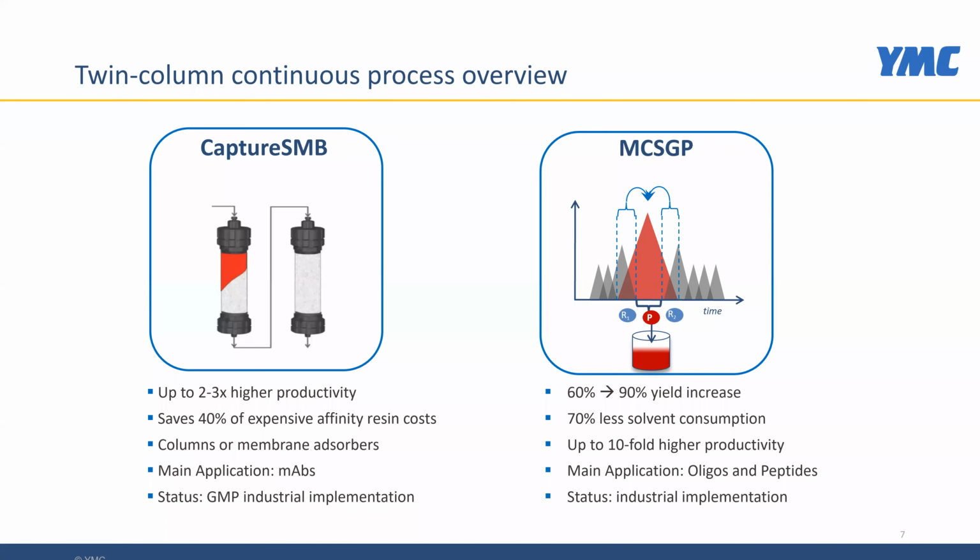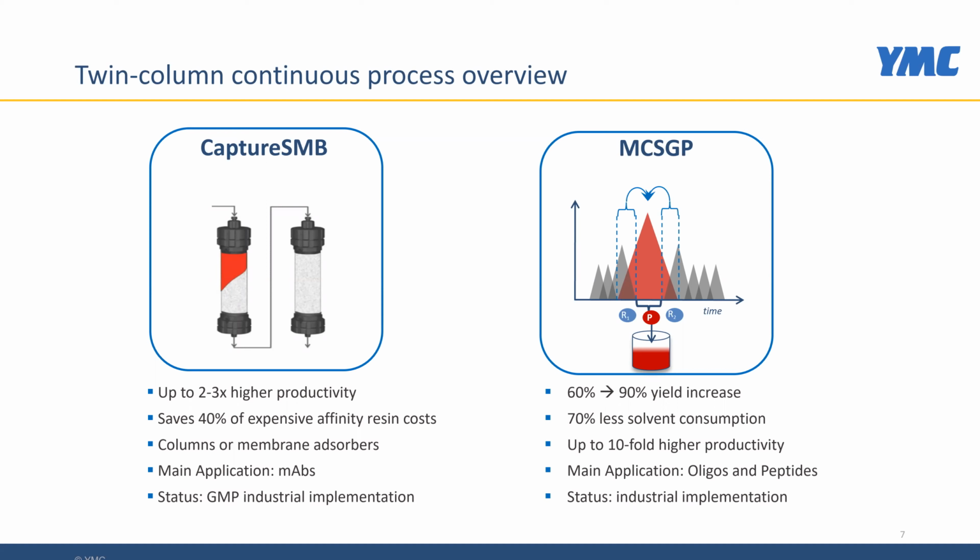utilization and productivity. Here this process can increase productivity by a factor of 2 to 3 and save 40 to 60% of affinity resin costs. The process can be run with columns or membrane adsorbers, and the main application is purification of monoclonal antibodies. The system and the processes are at the status of GMP industrial implementation.